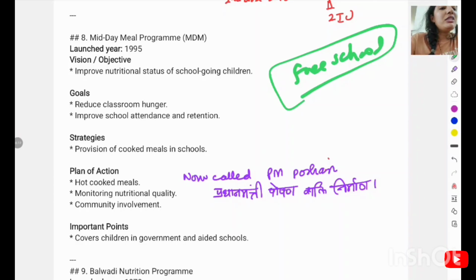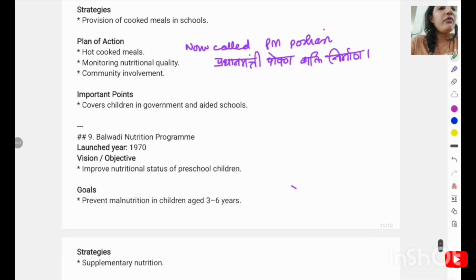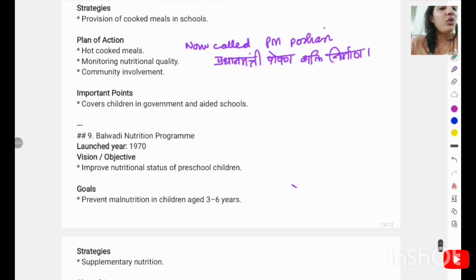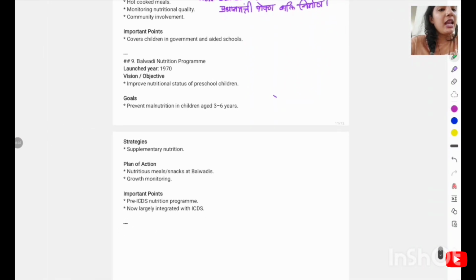Goal is to reduce classroom hunger and improve school attendance and retention. Strategy is provision of a cooked meal in the school. Plan of action is that a hot cooked meal is given, with monitoring of nutritional quality and community involvement. It is now called PM Poshan or PM Poshan Shakti Nirman. Important point is that it covers children in government and aided schools.